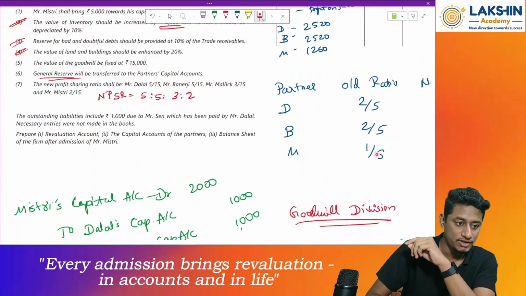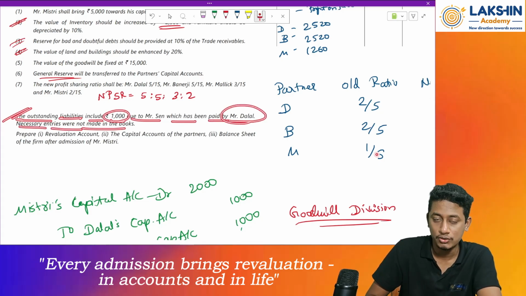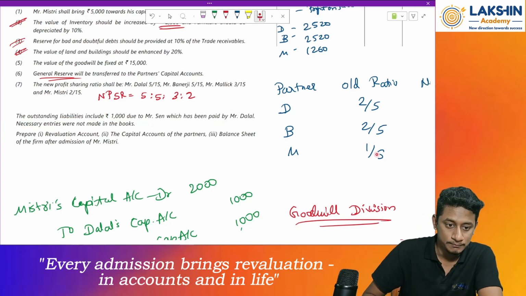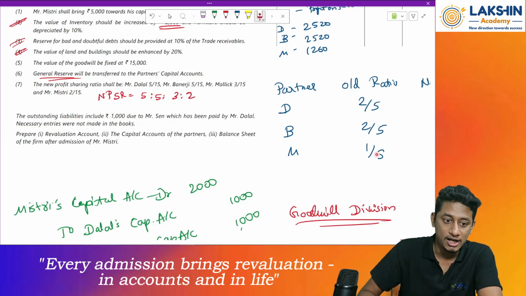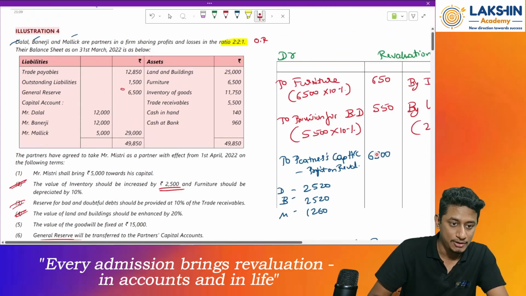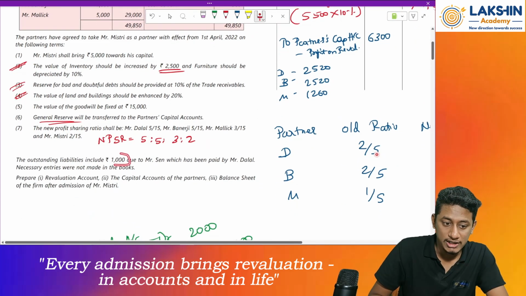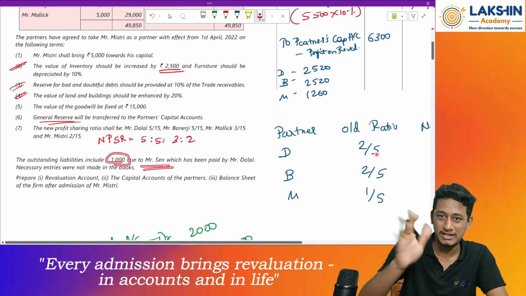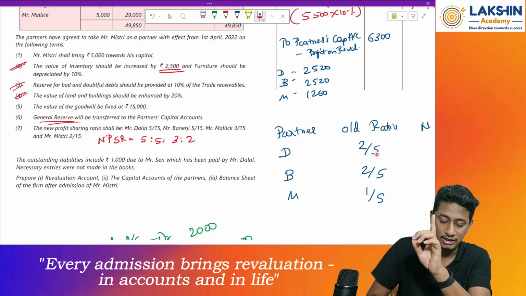The second part of the question says this. The outstanding liabilities include 1000 rupees due to Mr. Sen, which has been paid by Mr. Dalal. Necessary entries were not made in the books. So, a partner named whom? Mr. Dalal has paid an outstanding liability. How much was the outstanding liability over here? 1500, right? Out of that 1500, 1000 rupees was due to Mr. Sen, some outside party's name. Okay, we don't know who he is. So to that person we were payable. A liability was due.